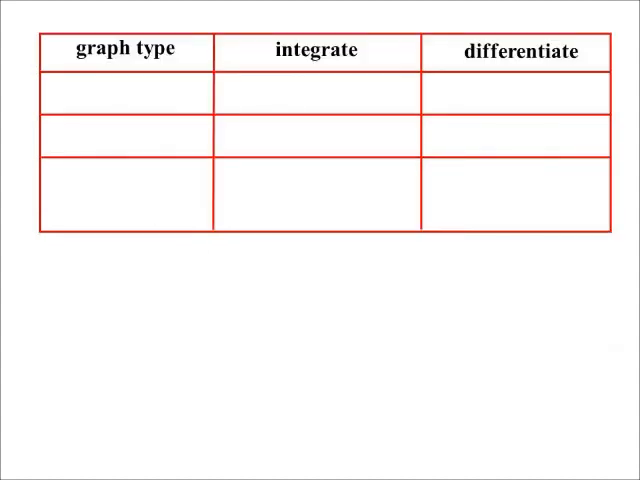All right, types of graphs. If the graph is a horizontal line, then when I integrate it, I must get an oblique line, a line at an angle. If I differentiate it, it's going to be the x-axis. Because differentiate a constant, horizontal line, we're saying y is a constant, differentiate it, you get 0. So you get the x-axis.